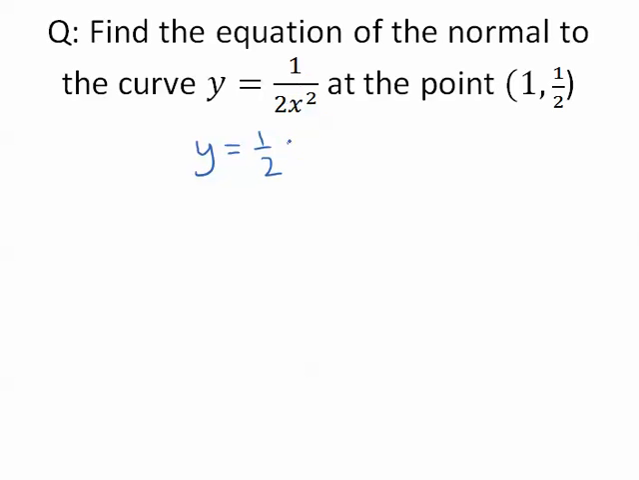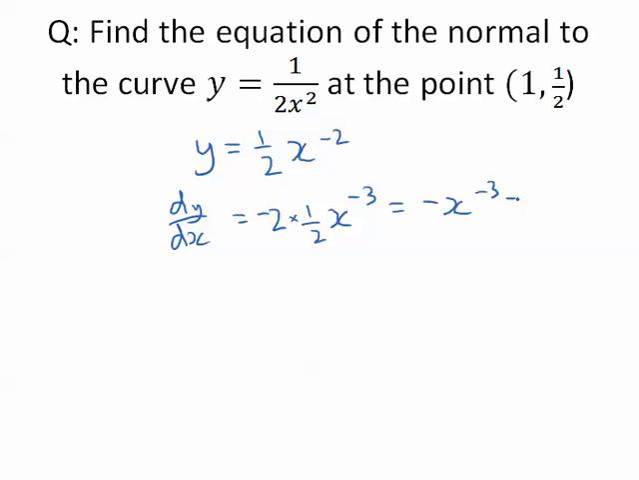So this is the same as 1/2 x to the power of -2, and we differentiate that to find the gradient. So -2 times 1/2, well, let's write it down. So minus 2 times a half x, and the power goes down by 1, so it becomes negative 3. And we can simplify this a bit because minus 2 times a half is negative 1. So it's the same as negative x to the power minus 3, which is negative 1 over x cubed. So this is the gradient at every point.